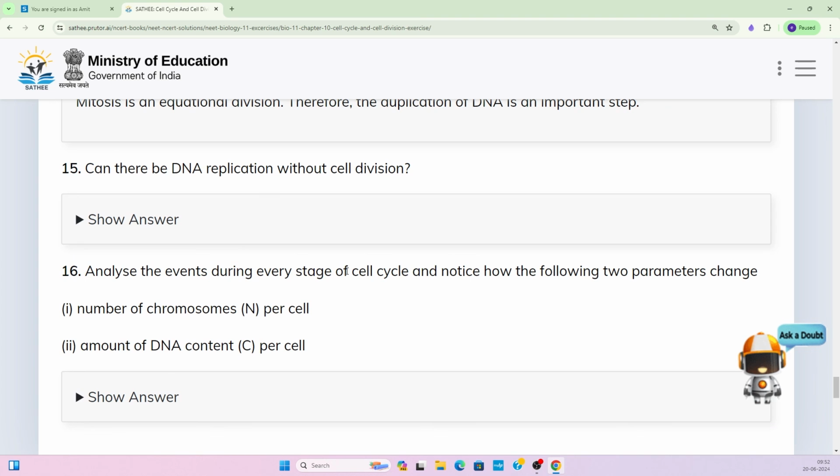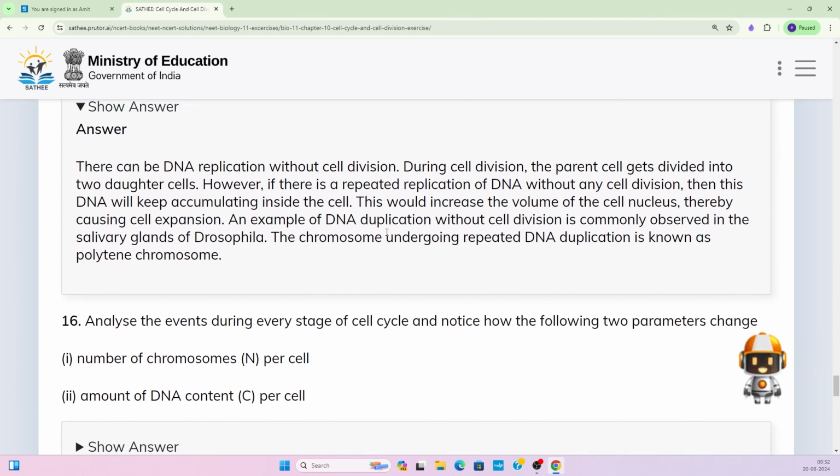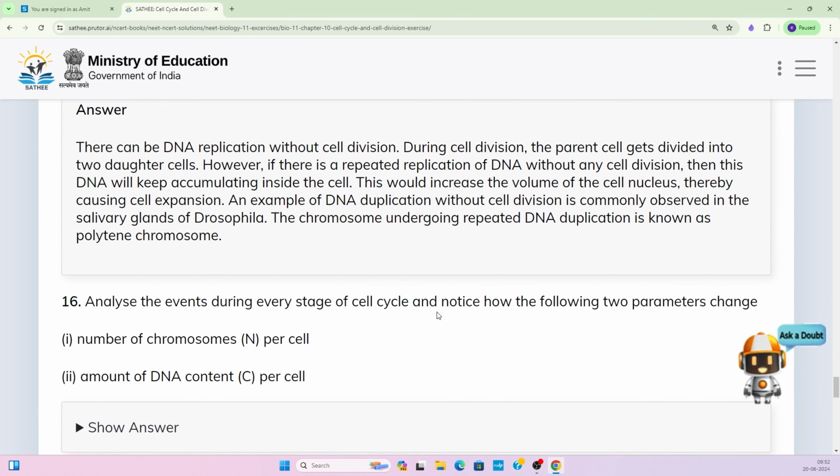Moving to our next question, can there be DNA replication without cell division? Without cell division, can there be DNA replication? There can be DNA replication without cell division. During cell division, the parent cell gets divided into two daughter cells. So what happens here? The cell first gets divided into the two daughter cells.